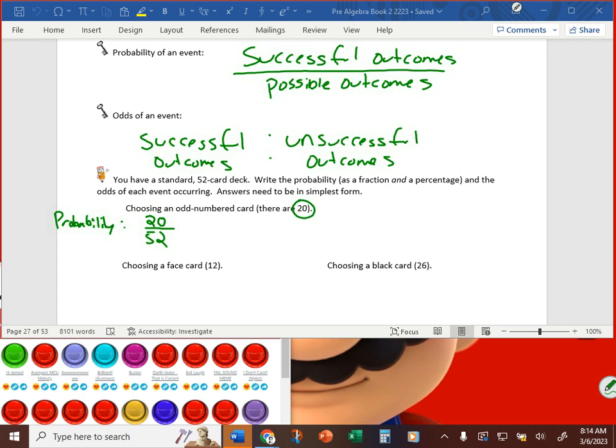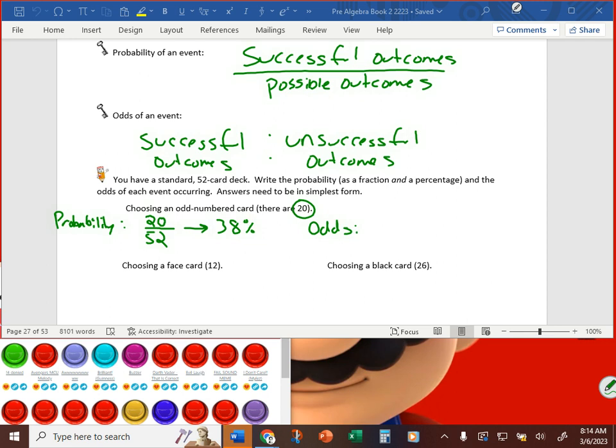Right? What you want to happen, successful outcomes over what could happen, possible outcomes. What is that as a percentage? 20 divided by 52, yeah. 0.3846. Okay, what would we round that to be as a percentage? 38%. Right? So we've done the first part here, writing the probability as a fraction and a percentage, successful outcomes over possible. And now for the odds.